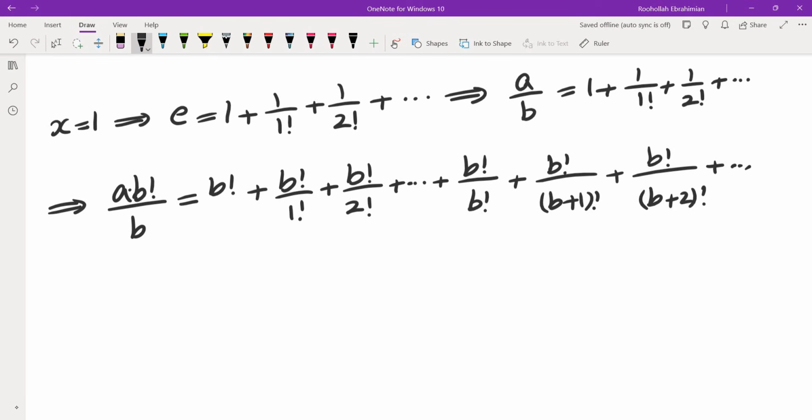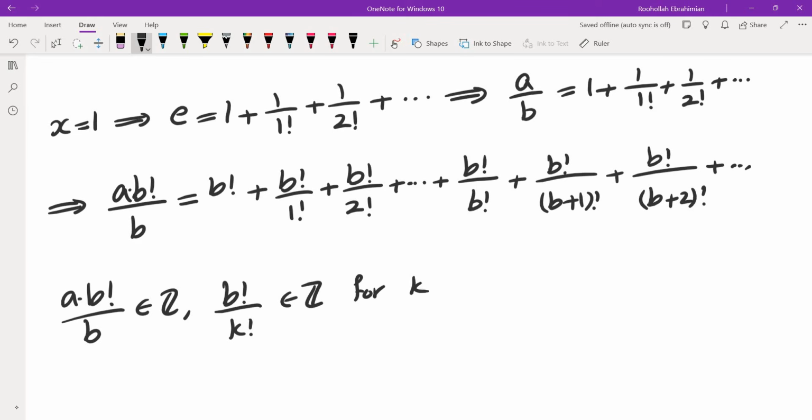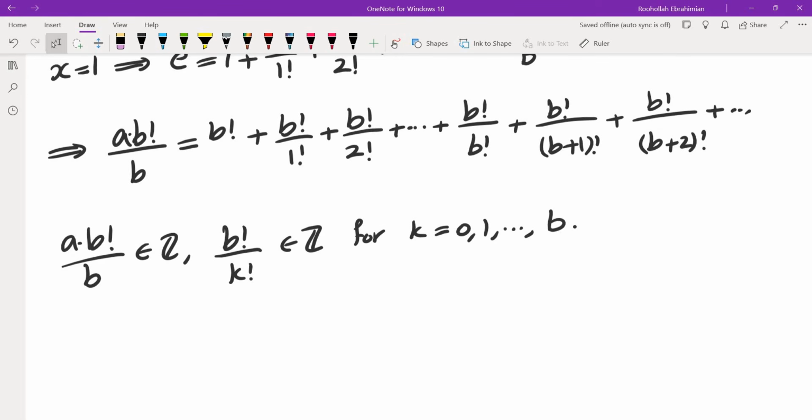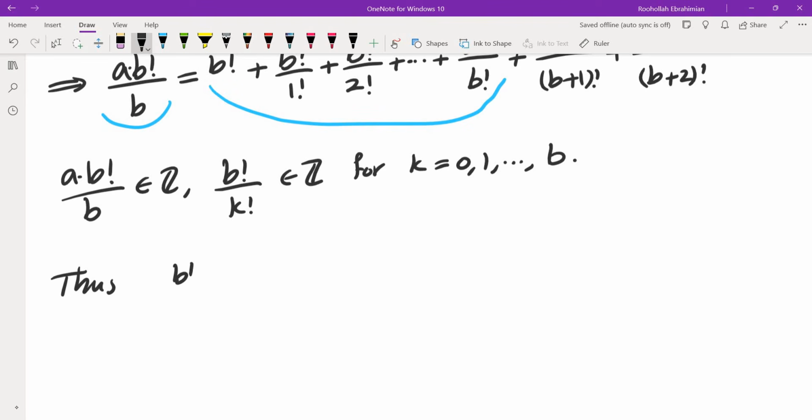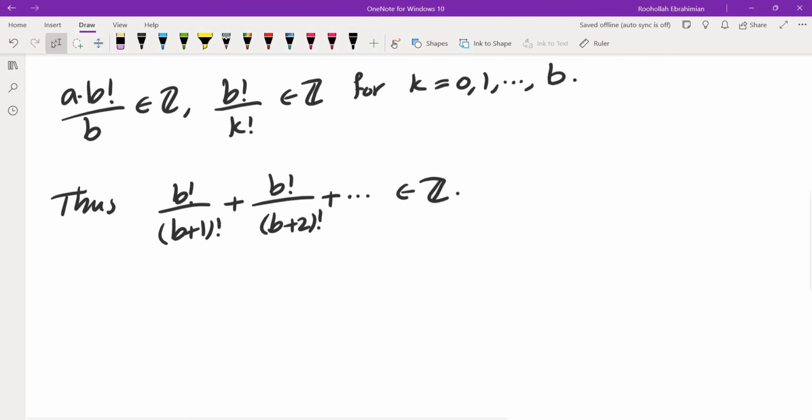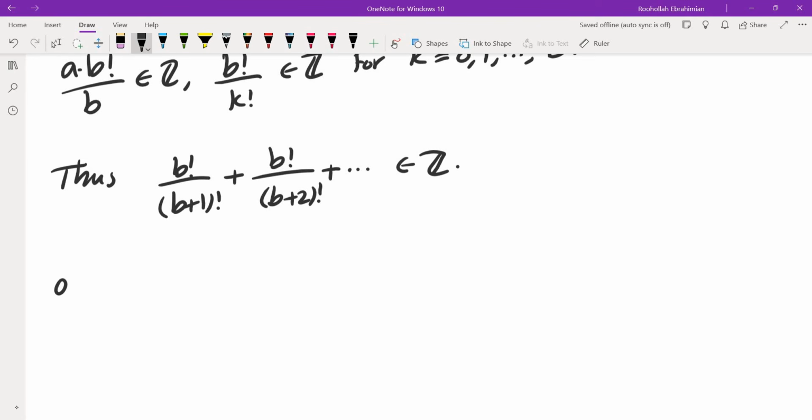Now we know that a b factorial over b is an integer, and b factorial over k factorial is also an integer for any k from 0 to b. So this portion is an integer. This portion is also an integer. It means the rest of it must be an integer. So thus b factorial over b plus 1 factorial plus b factorial over b plus 2 factorial, etc. is an integer. However, if you look at this expression, first it is positive.